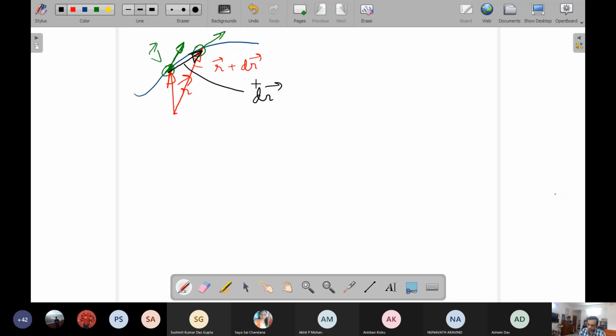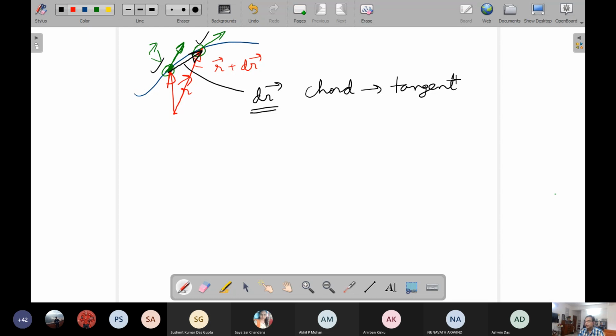differentially small distance makes sure that these 2 points are virtually coincident. Just for the clarity in drawing, we have shown them separately. So if they are not coincident, then this black arrow is a chord. But in the limit that these 2 points are almost coincident, that this is differentially small, this chord tends to become a tangent to the streamline.